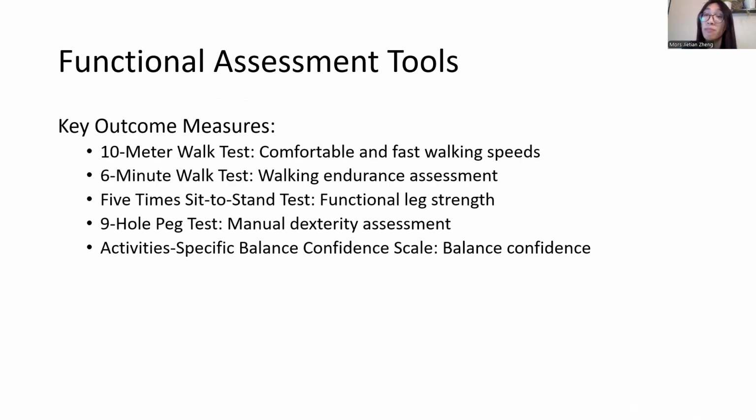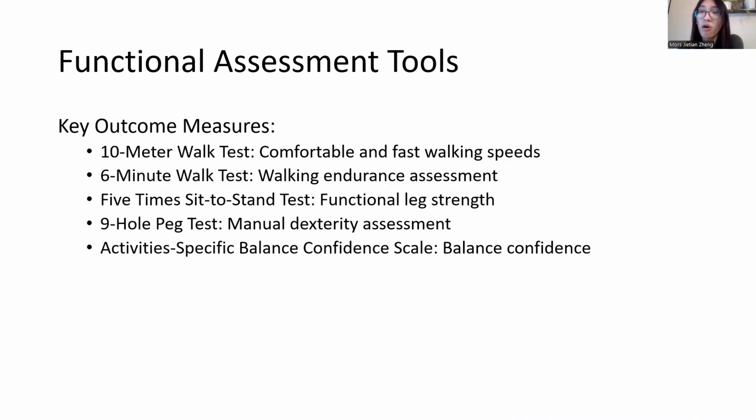Functional assessment in PD requires standardized outcome measures that can track changes over time. The 10-meter walk test gives us both comfortable and fast walking speeds, providing insights into mobility capacity. The 6-minute walk test assesses walking endurance, which is often compromised in Parkinson's disease due to both motor symptoms and cardiovascular deconditioning.